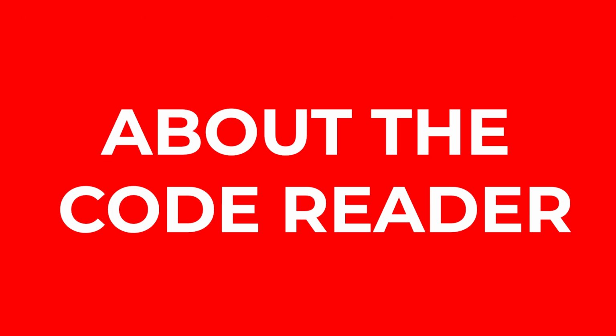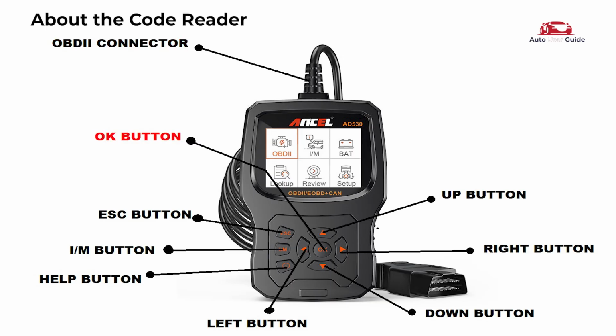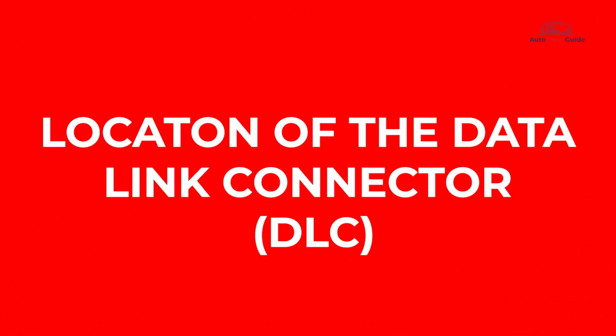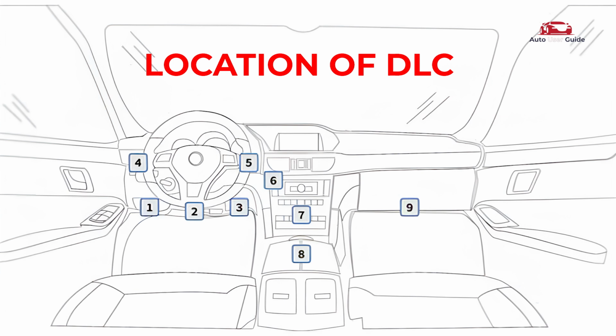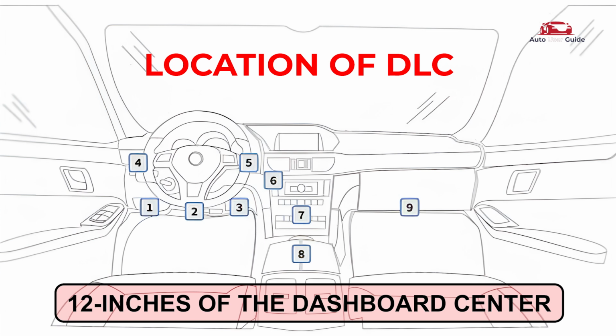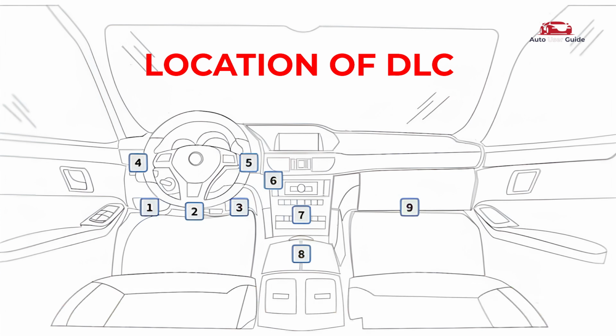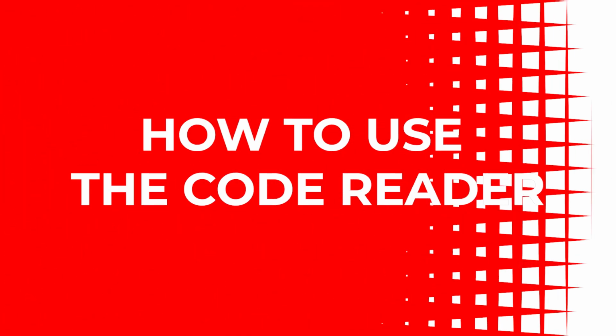About the code reader. OBD2 connector. OK button, up button, right button, down button, ESC button, IM button, help button, left button. Let's see where the data link connector is located. The data link connector is a 16-cavity port for connecting diagnostic tools to the vehicle's computer. Typically found within 12 inches of the dashboard center on the driver's side, some models may have it behind the ashtray or labeled elsewhere.